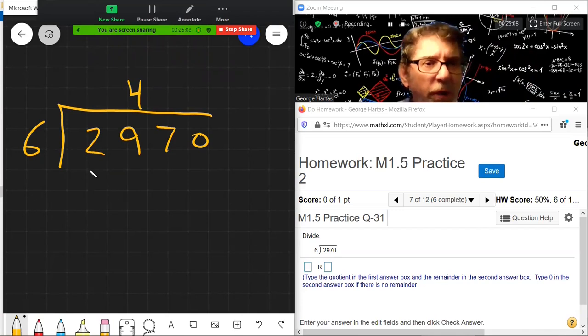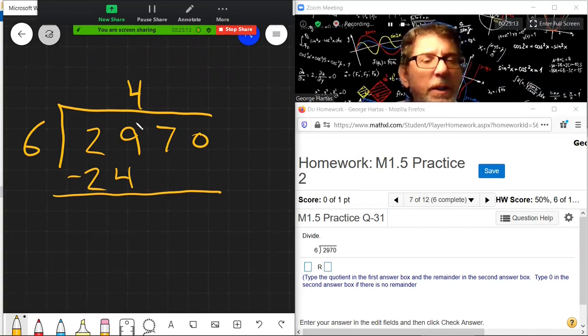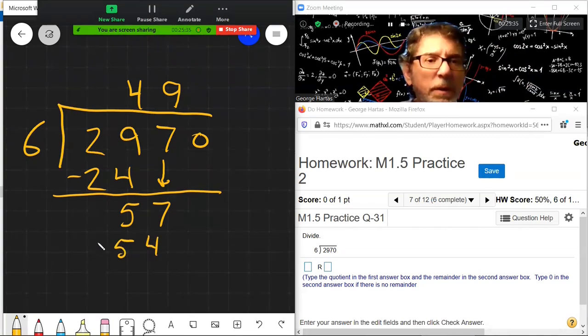4 times 6 is 24. Subtract. 29 minus 24 is 5. Bring down the next number. Divide downwards. 6 divides into 57 9 times. 9 times 6 is 54. Subtract. Bring down the last digit.